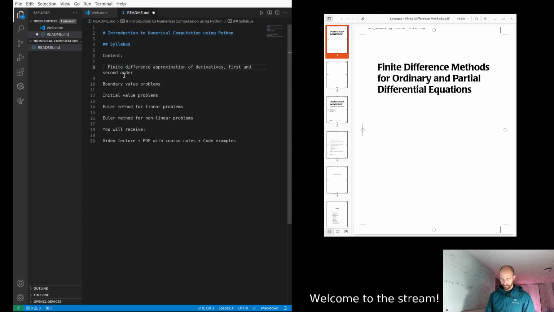Okay. Let's try to get going. So we want to look at finite difference approximations of derivatives for maybe first and second order. I think that makes sense. The boundary value problem also makes sense. Maybe initial value problems to solve systems that evolve over time. I think the Euler method for linear and nonlinear problems will be interesting. And I don't know if we'll be able to cover all this in this stream, but let's just get started.